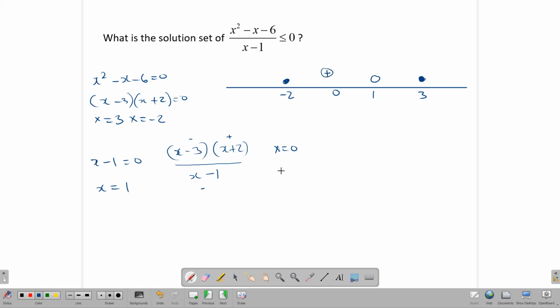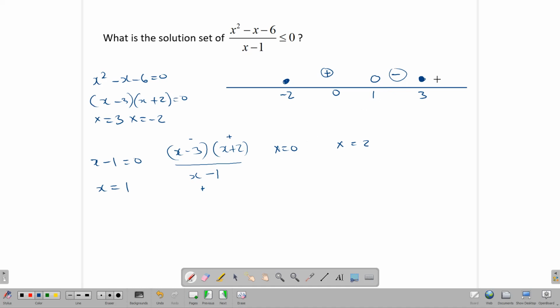What if x is in this region? So suppose x is 2. If x is 2, this is going to be negative, this is going to be positive, and this is going to be positive, which means that we're going to have a negative times a positive, which is a negative, and a negative divided by positive is still negative. So in this region, we're going to have a negative.